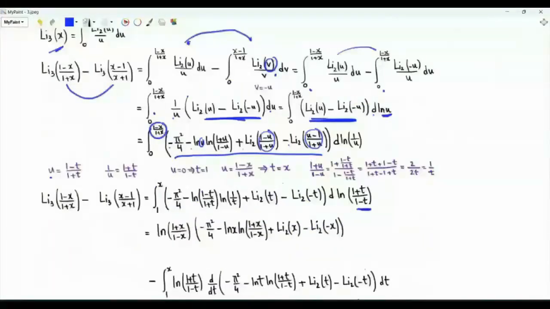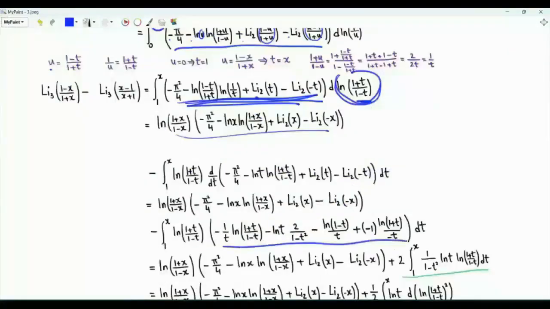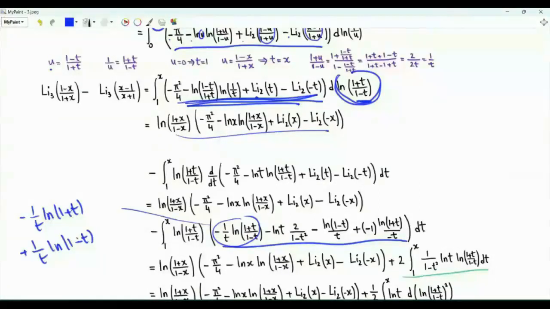Let's do integration by parts. We have the product of this function and that function evaluated at x. If we take the limit as t tends to 1, again using L'Hopital's rule, we can show that the limit is 0. We just have this term minus the integral of this logarithm times the derivative of this function of t with respect to t. Here is the derivative. Note that this term is minus 1 over t ln(1+t) plus 1 over t ln(1-t). These two terms appear here with the opposite signs, so these go away.